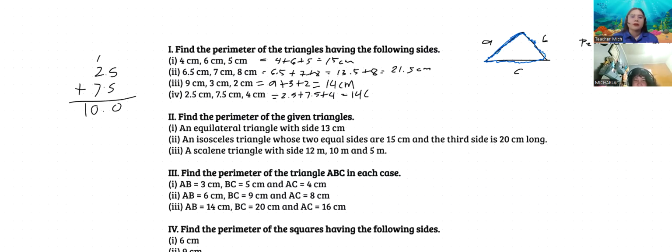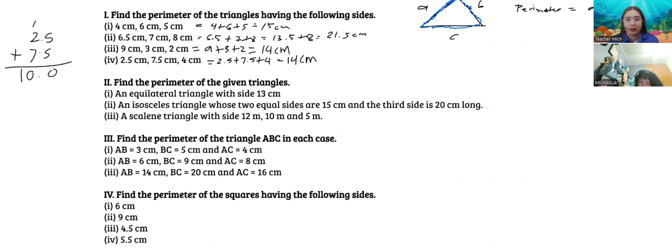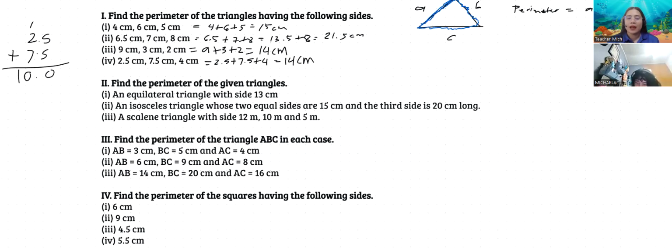Okay, very good. So we have here, anak, different kinds of triangles. First one is equilateral, second one is isosceles, and then the third one is scalene. So what are the differences among those three? When we say equilateral, anak, it means that all the sides are equal. Equi means equal, lateral means side.